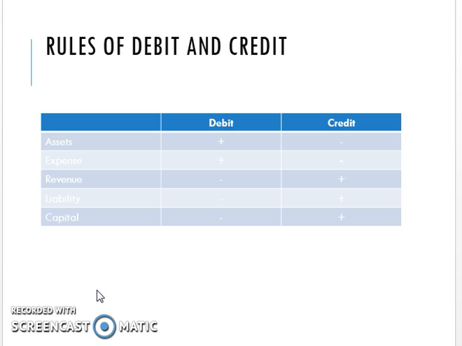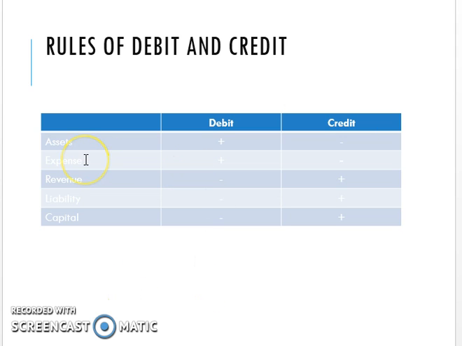Bismillah Rahman Rahim. Dear students, today we are going to discuss journal entries. Before moving forward, we need to understand some rules for writing in the journal. These rules are called the rules of debit and credit.